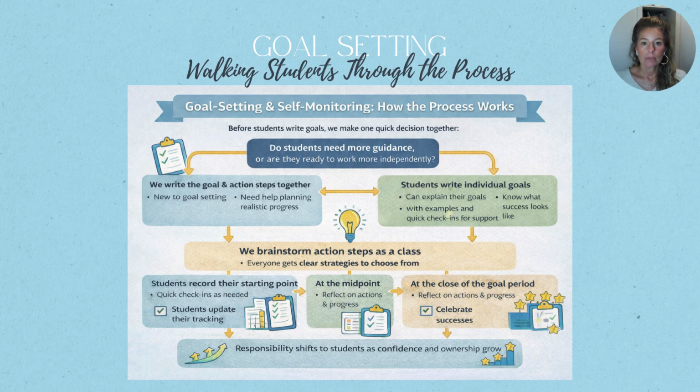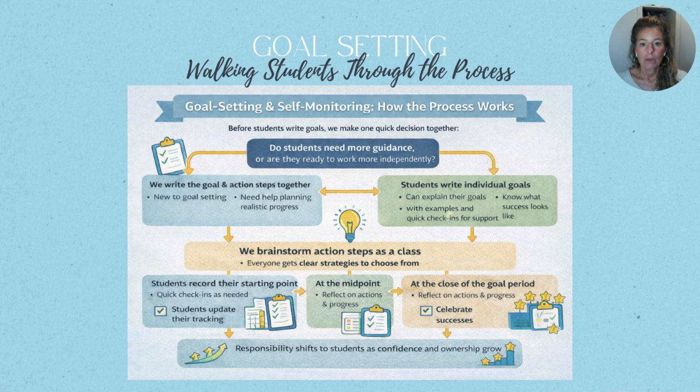Before students write goals, we make one quick decision together. Do students need more guidance, or are they ready to work more independently? If students are new to goal setting or unsure what realistic progress looks like, we write the goal together. When the goal is written together, we also write the action steps together. If students can explain what they're working toward and what success looks like, they can write individual goals with examples and quick check-ins for support. No matter how the goal is set, we always brainstorm action step ideas as a class, so students have clear strategies to choose from.